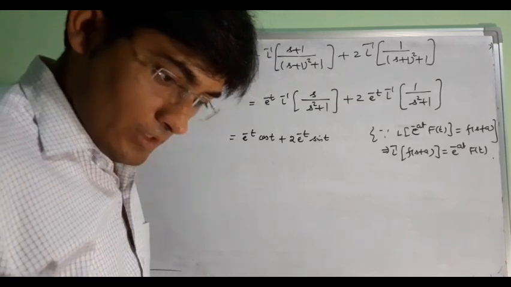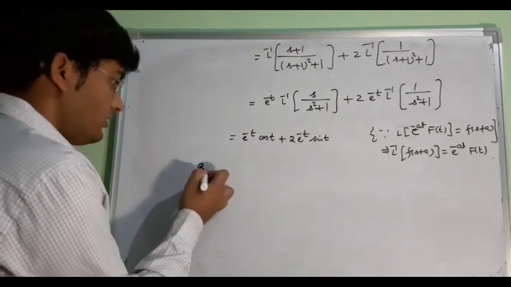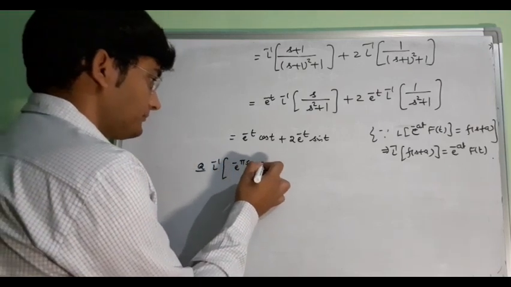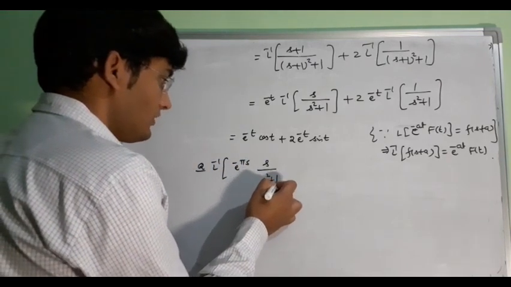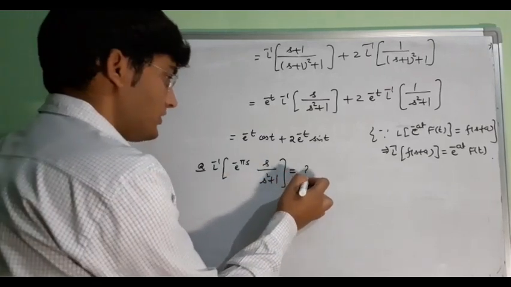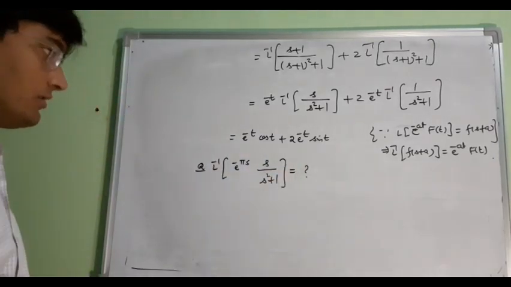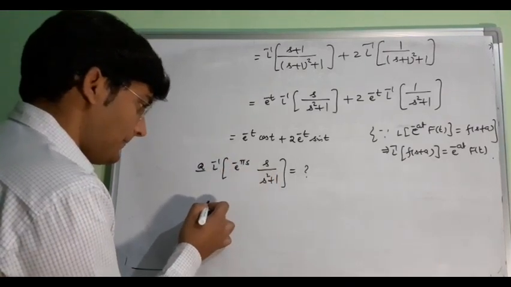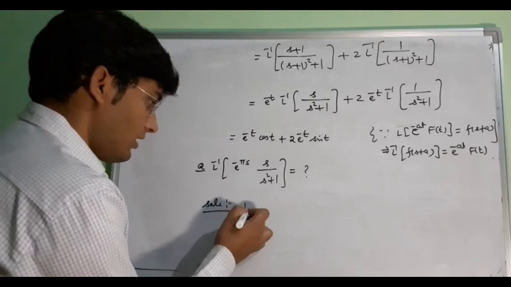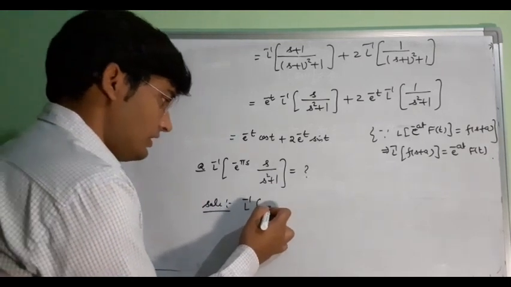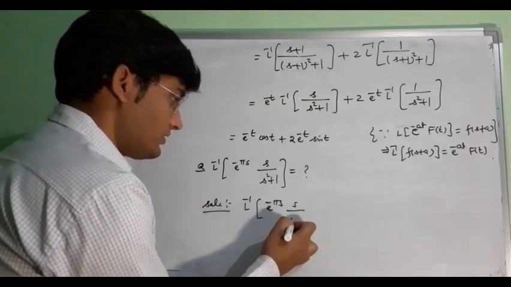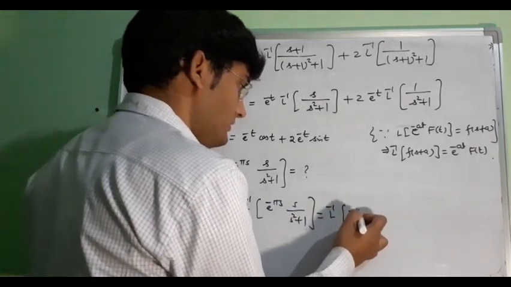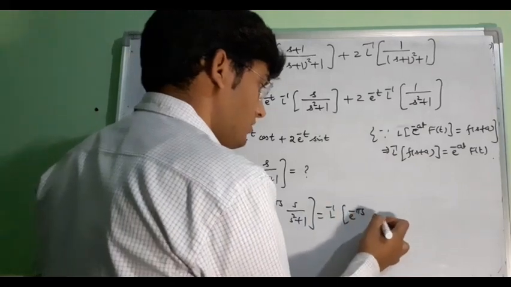Then let us solve another question which is based on the second shifting formula. What is the value of this particular function, the Laplace inverse of this function? Now we can write Laplace inverse of e to the power minus pi s upon s² + 1 as Laplace inverse of e to the power minus pi s times the transform of cos t.